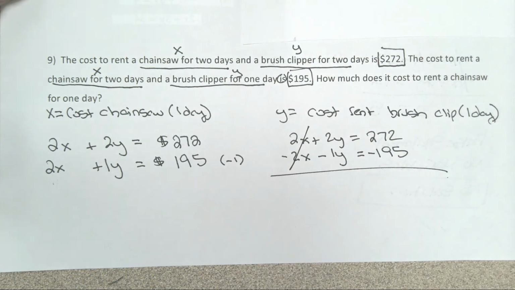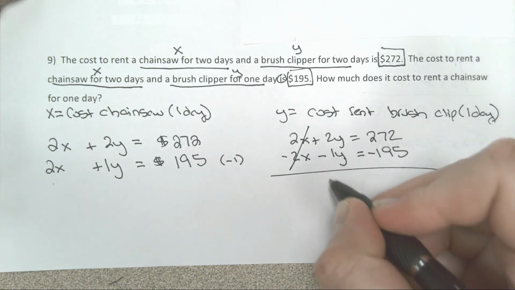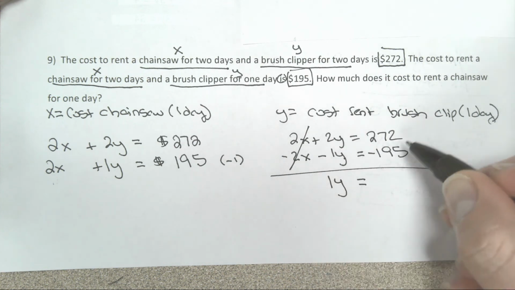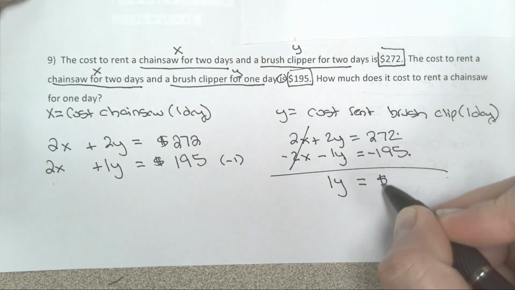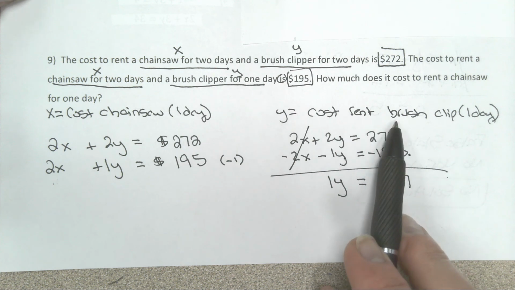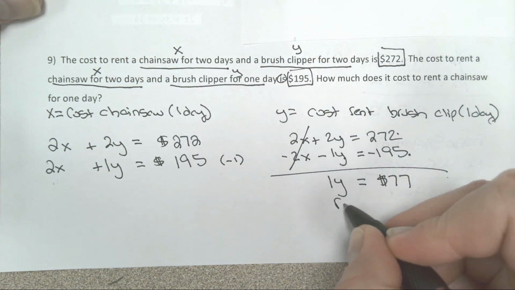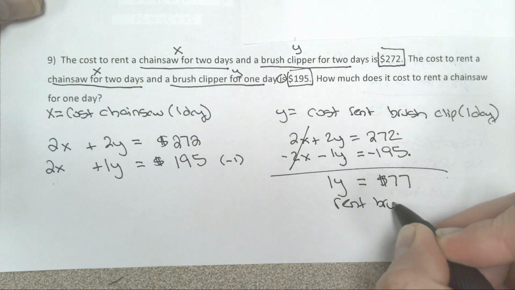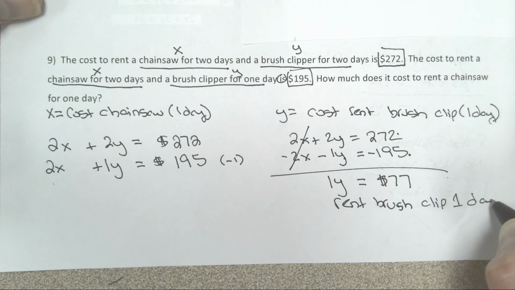Now that you have opposites, I'm going to add down. 2y plus -1y is 1y. 272 plus -195 equals $77. And y is the brush clipper. So it's $77 to rent the brush clipper for 1 day.